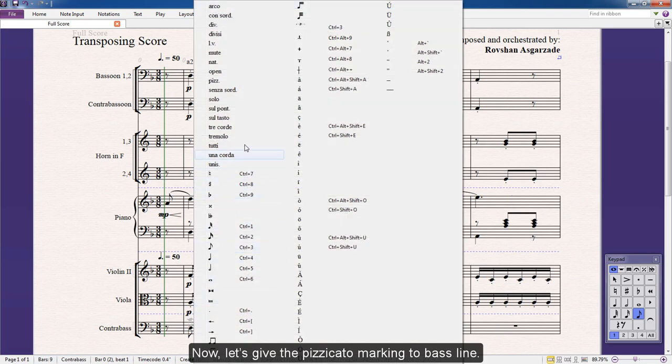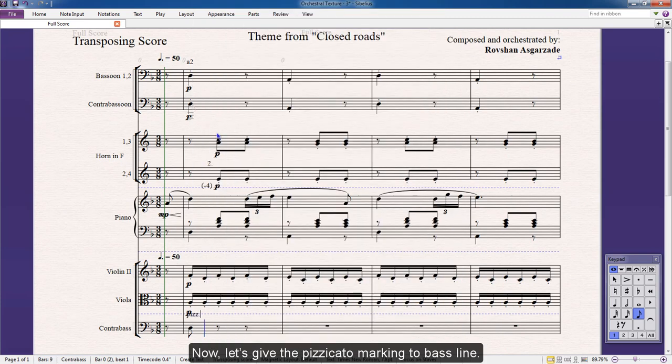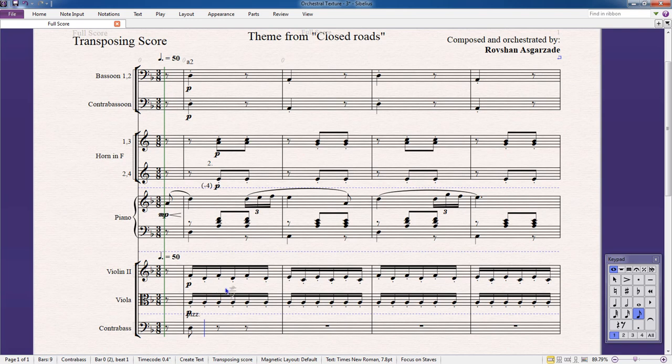Now, let's give the pizzicato marking to the bass line. The dynamic marking is piano.